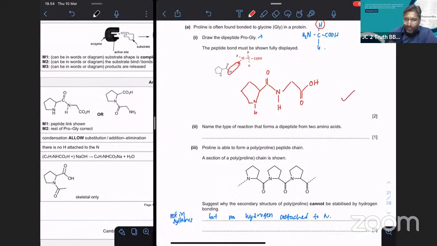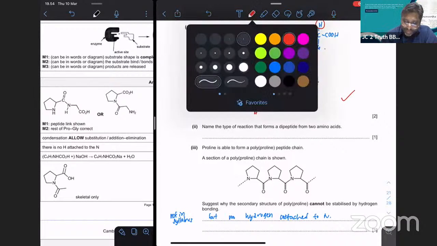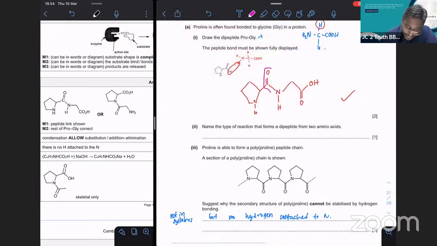So this is not the equation but the structure of the dipeptide. And they say the peptide bond must be shown, so I'll just show the peptide bond. This is the peptide bond. Next, name the type of reaction that forms a dipeptide from 2 amino acids. This is going to be a condensation reaction. So, condensation reaction.